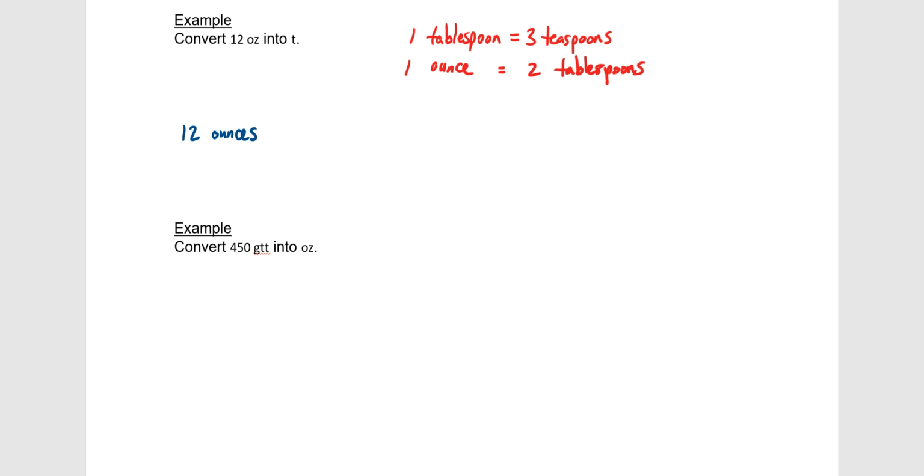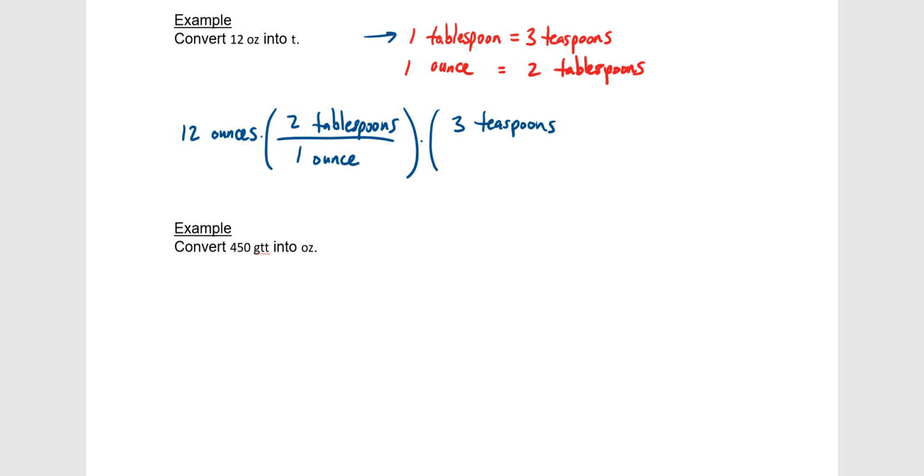Okay, and we're starting with 12 ounces here. So what we have to do is use the second conversion and get it to tablespoons. So that's going to be 2 tablespoons divided by 1 ounce. So that'll convert it to tablespoons. And then after that, we're going to convert it to teaspoons, which is going to be this first conversion. So that's going to be 3 teaspoons. So teaspoons on top, because that's what we want. 3 teaspoons over 1 tablespoon.